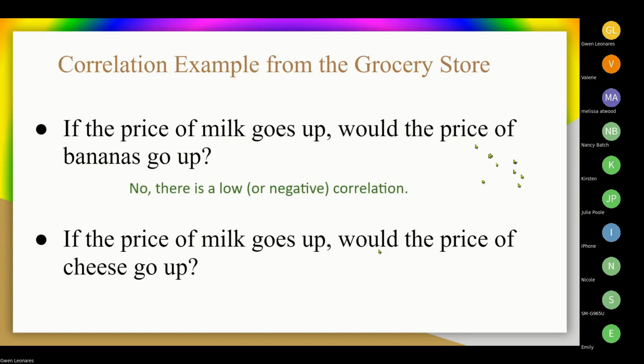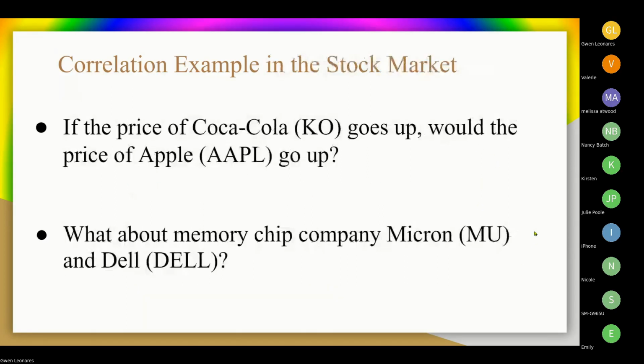So they would say it's a low correlation or a negative correlation. What about milk? Do you think milk is correlated with cheese? Yes? Okay. I think so. So there's a high or positive correlation. So let's look at stocks. Do you think Coca-Cola is correlated to Apple?